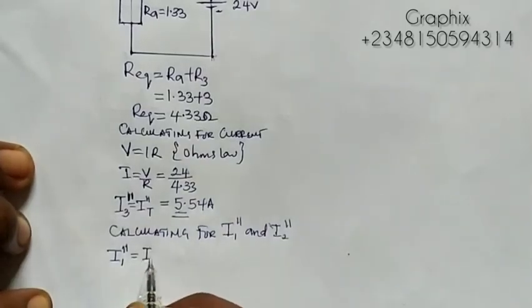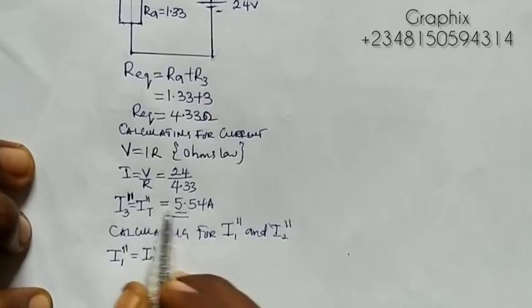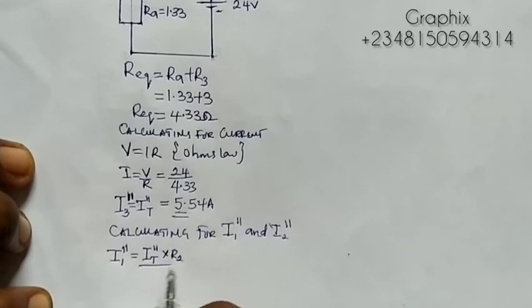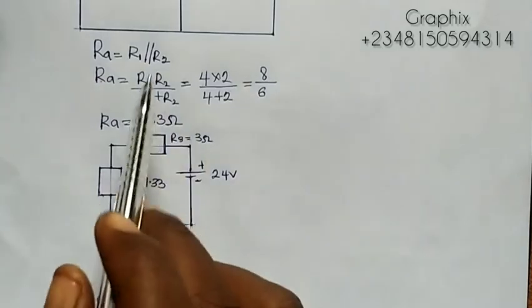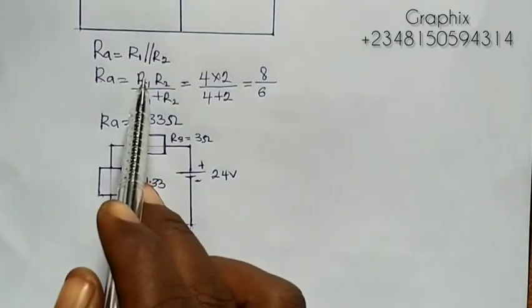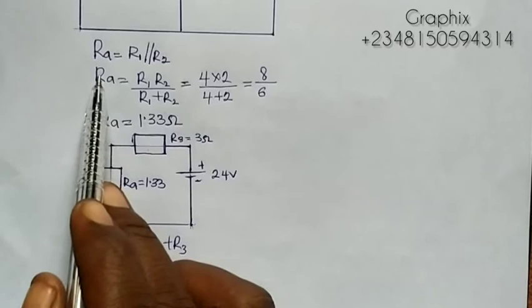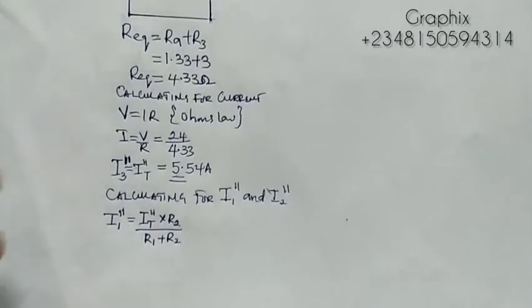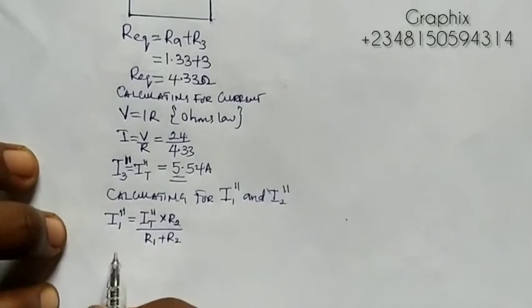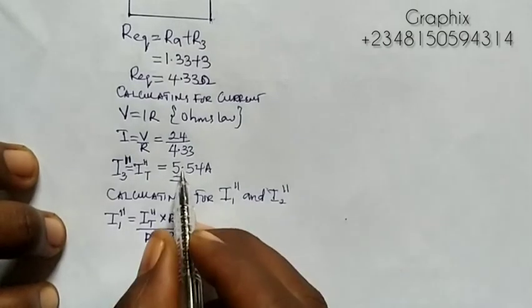So I'll have my I total prime prime, which is this, multiplied by R2 all over R1 plus R2. So everything remains intact except that R1 I removed. Look at it very well. Everything remains intact except the R1 I removed due to the fact that I1 prime prime is flowing through. So if we put all our values here, we're going to be having our I total here.